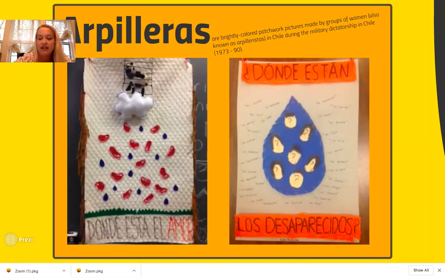The one on the right is ¿Dónde están los desaparecidos?, which means where are the disappeared? And it was when we were doing Guerra Sucia. And then they talk about it and compare it to another arpillera that they find online. It gives you a little brief description of what an arpillera is at the top there. But these are just ways that your artistic kids can show off their talent and also use their target language abilities to describe it.